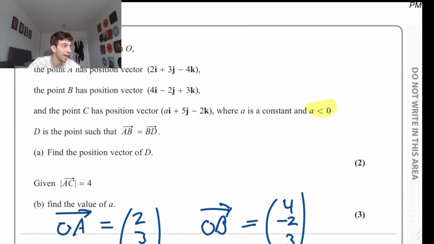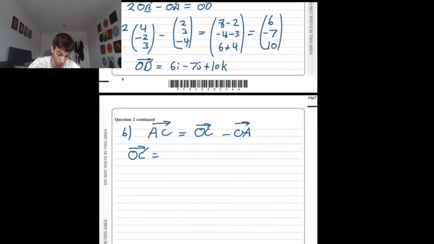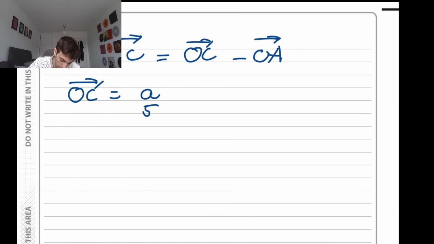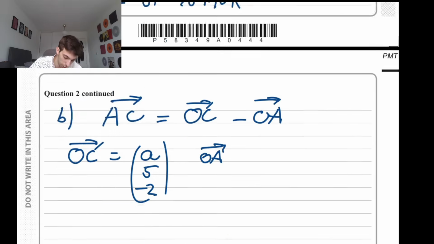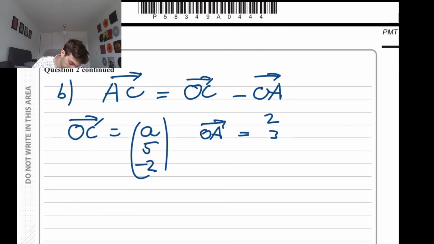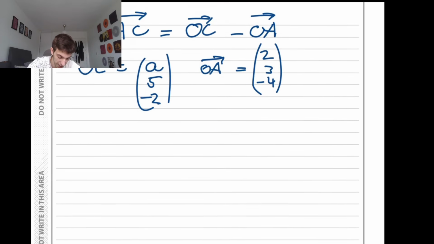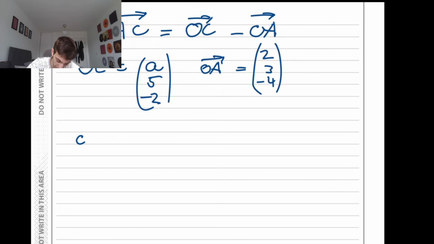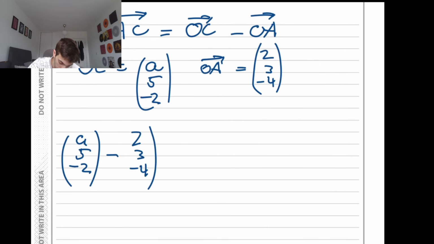OC is the column vector (a, 5, -2). So we have (a, 5, -2). And we know from before that OA will be equal to, looking back up, (2, 3, -4). Okay, so what do we want to find? AC. AC is OC minus OA. So we actually have (a, 5, -2) minus (2, 3, -4), writing it out very clearly so we don't make any silly mistakes. Taking one away from the other, we have a minus 2.